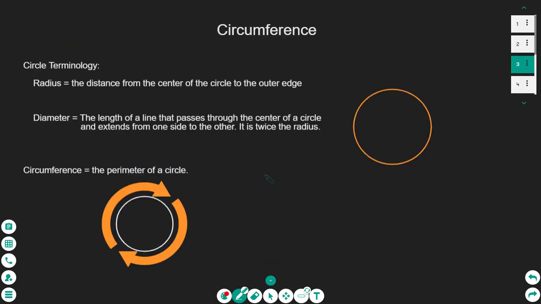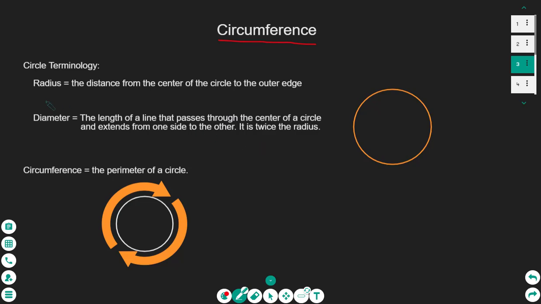All right, so next we're going to talk about circumference. So we started off by just finding perimeters of polygons, which have only line segments. Now let's talk about finding the perimeter of a shape that has a curve. In particular, let's talk about circles.